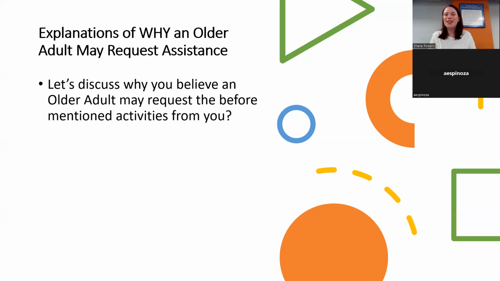So, some of the reasons older adults may request these activities from you can be very different depending on the adult. But the most relevant throughout the older adult population is that they may see that you are an able-bodied individual who cares about them and wants to spend time with them, and therefore don't see the distinction between being a friendly visitor or care caller and engaging with them on a social level, but just somebody who has the ability to assist them.